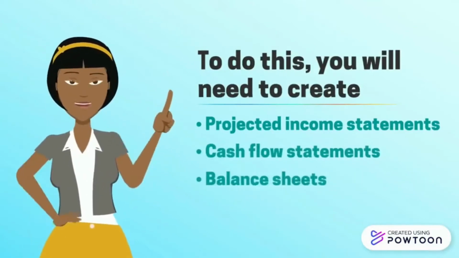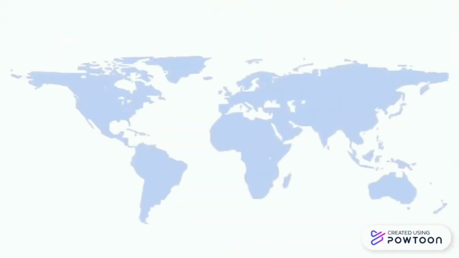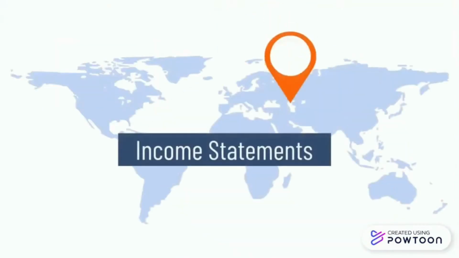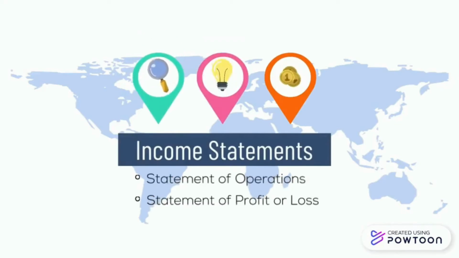For a new business, these are forecasts, and a good rule of thumb is to underestimate revenues and overestimate expenses. Now let's look at the income statement. The income statement can also be referred to as the statement of operations or the statement of profit and loss, which is sometimes shortened to P&L.